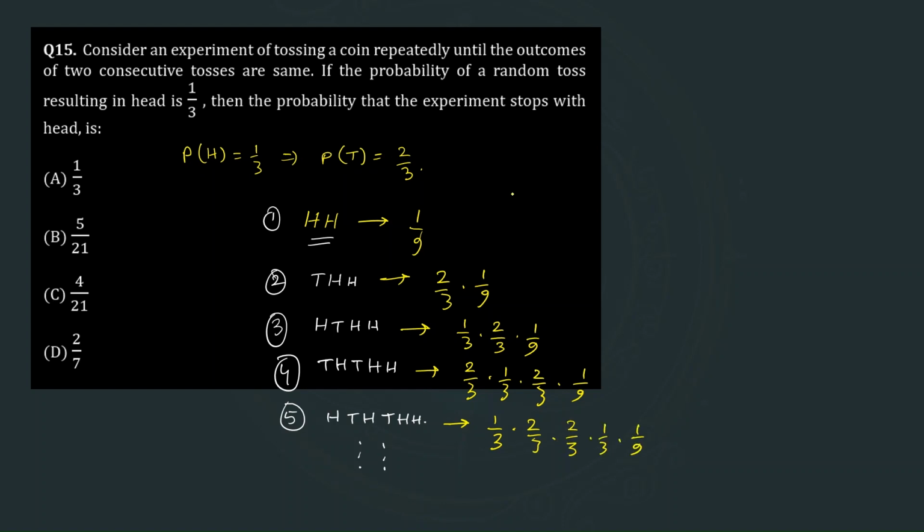So if we add all of them, we will get 1 by 9 common, and then 1 plus 2 by 3 plus 2 by 3 times 1 by 3, then 2 by 3 whole square times 1 by 3 plus 2 by 3 whole square times 1 by 3 whole square, and so on.